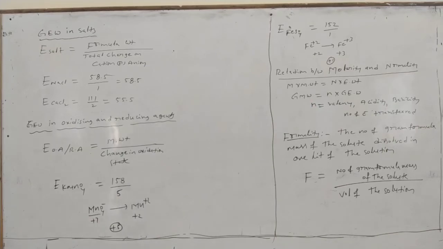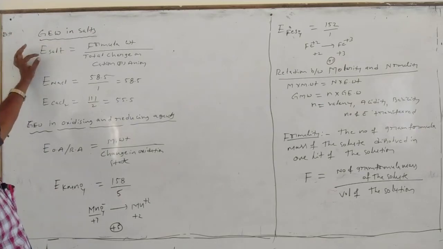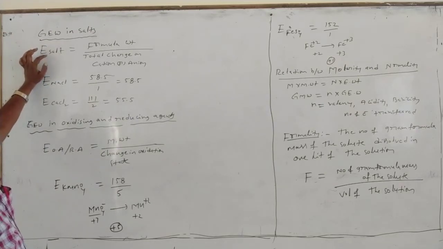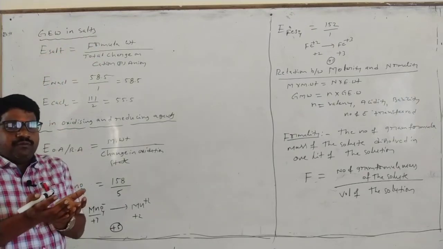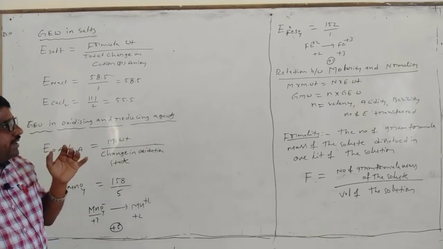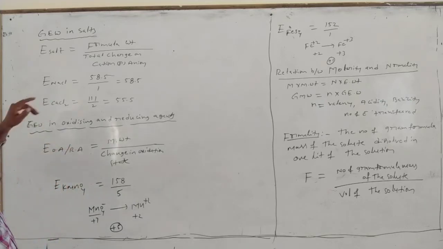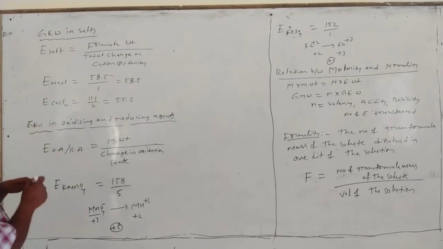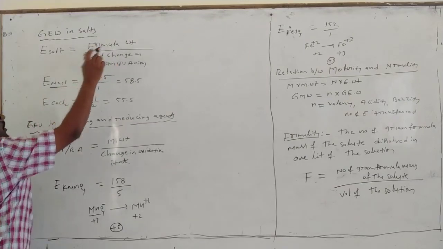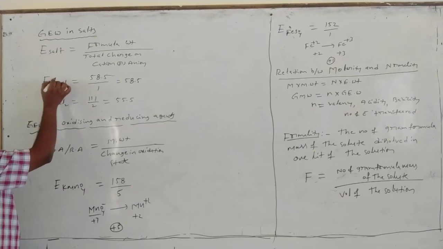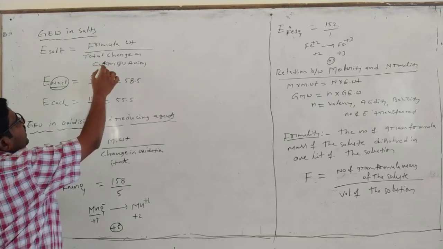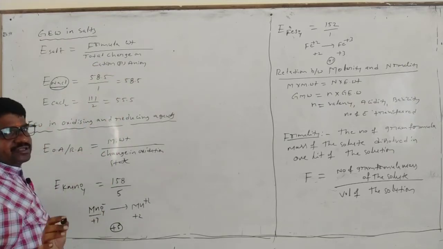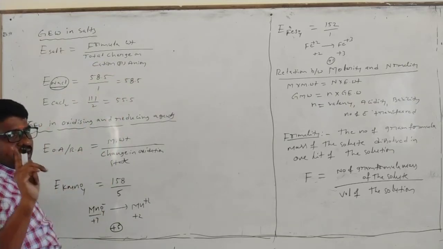Next one, gram equivalent weight in salts. How to calculate it? E is equal to the formula weight, meaning the weight of the formula of the salt, divided by the total charge of cations or anions. For example, NaCl is a salt. The NaCl weight is called the formula weight. How much is the formula weight of NaCl? That is 58.5. By total charge of cations or anions, you write either one.